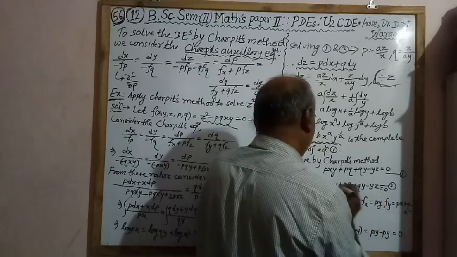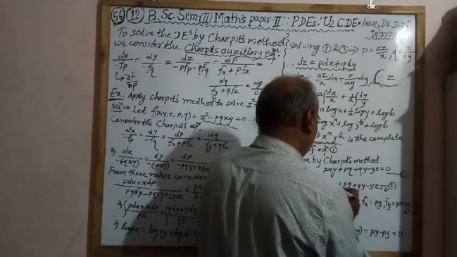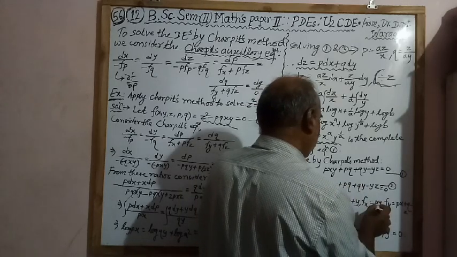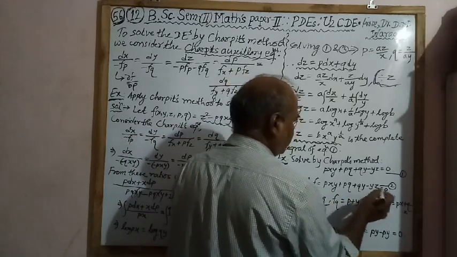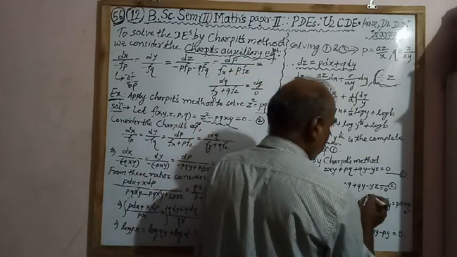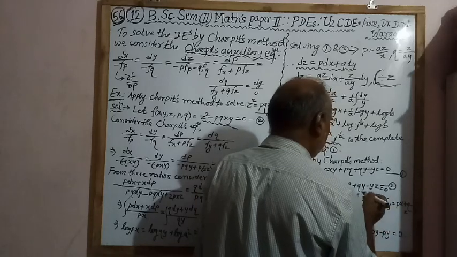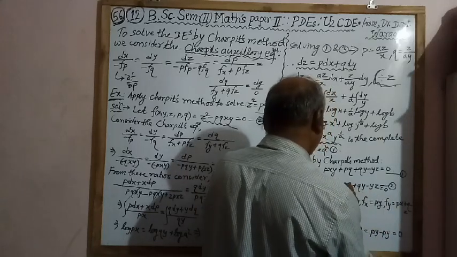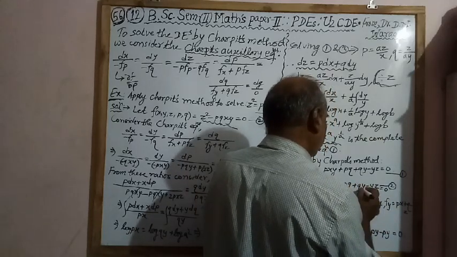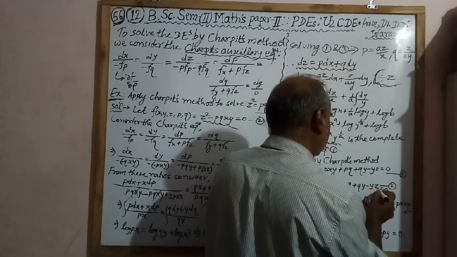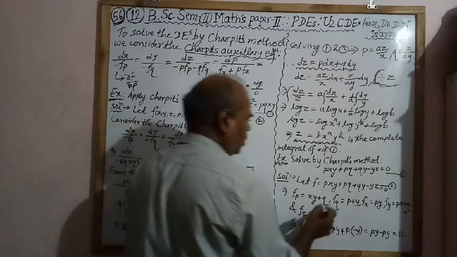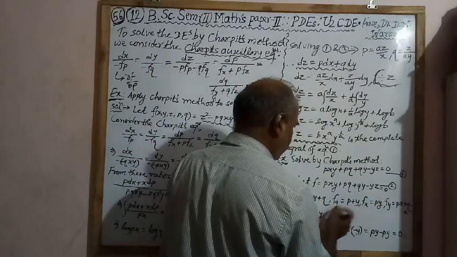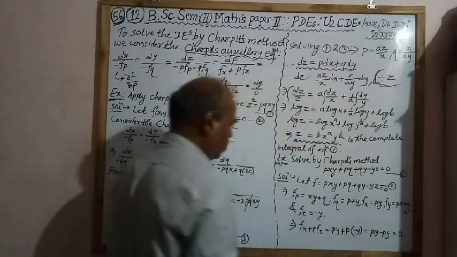Then fx, the derivative of f with respect to x. x is contained only in the first term, therefore py. Then fy: these last two terms give us q, and the first term gives px plus q minus z. Then fz: z is contained in the last term, therefore fz means we have minus 1.